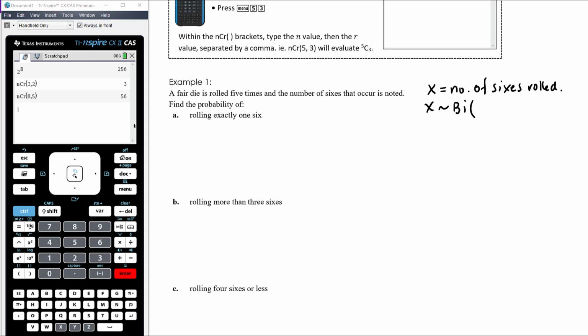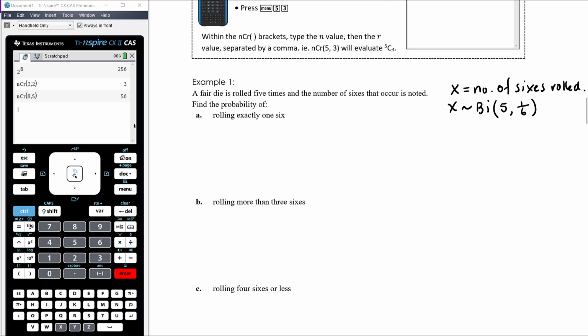So X is distributed binomially, and then we need to give n and p. Now in this case we're rolling the dice 5 times, so n will be 5. p is the probability of success, and we're interested in rolling a 6, so p is 1/6. So that is defining our problem here, and it's really important that we get in the habit of doing that.